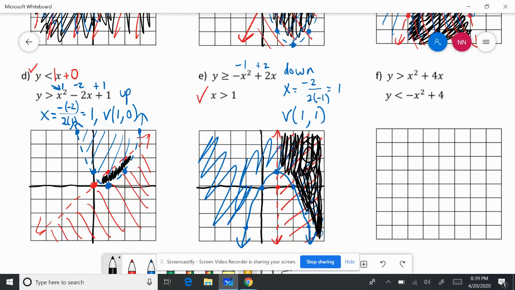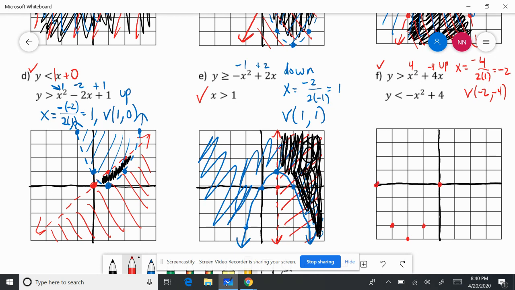Now, looking at letter F. I'm going to start off with my first quadratic. I see that it opens up. I see the axis of symmetry is negative 4 over 2 times 1, which is negative 2. That means that my vertex is at x equals negative 2. When I plug in a negative 2, it's 4. Negative 2 here is negative 8. So that would be minus 4. So I have negative 2, negative 4. When I go over 1, I go up 1. When I go over 2, I go up 4.